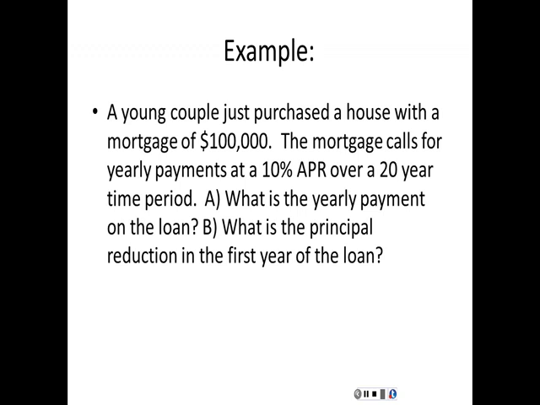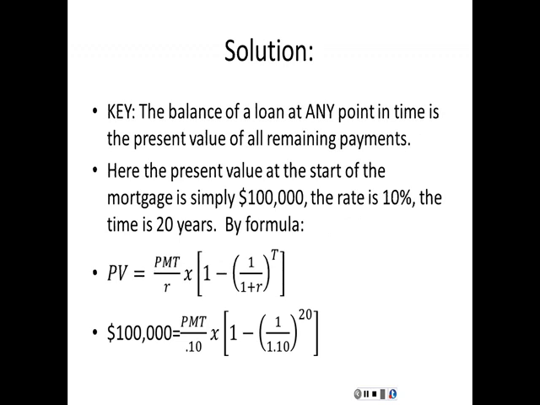So our first two steps here: one, we want to get the yearly payment on the loan, and then second, we want to see what the principal reduction is on the first year of the loan, for starters. Well, the key principle here is the balance of a loan at any time is the present value of the remaining payments. So the day that we take out this mortgage, we have 20 years left to pay, so the balance or value of the loan is just the present value of 20 yearly payments.